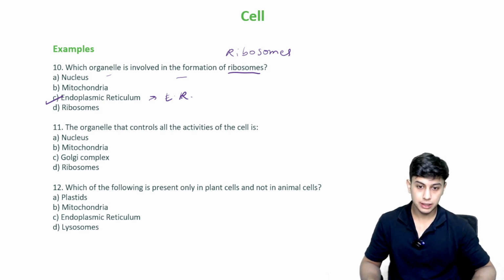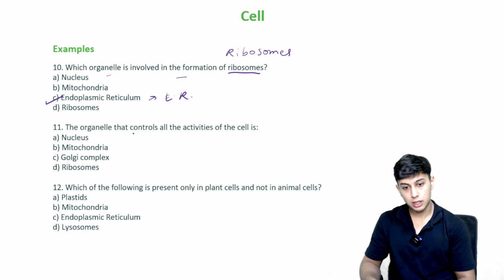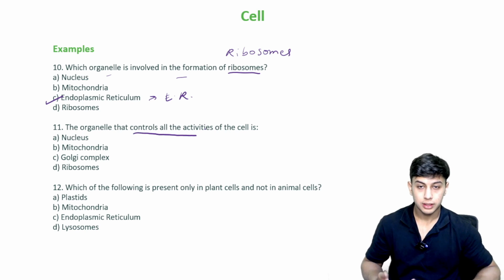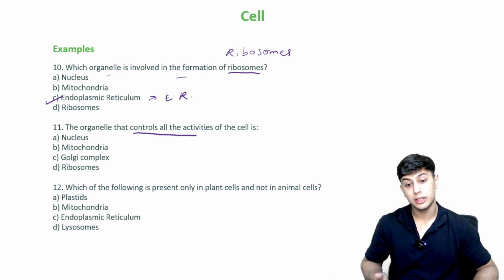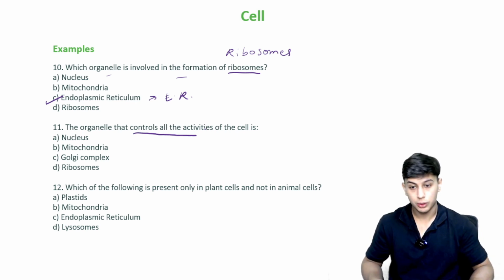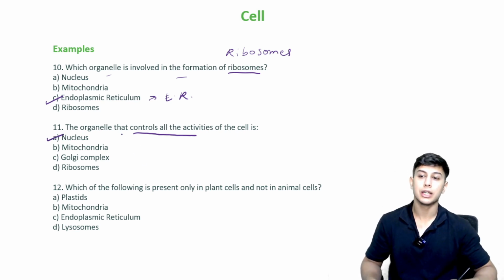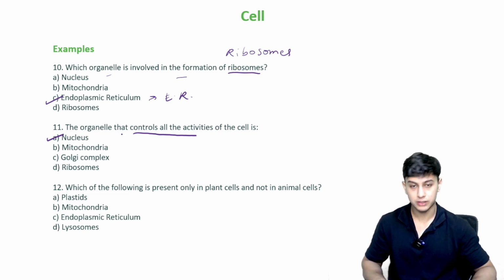The organelle that controls all the activities of the cell is, now this is the control center. What is the control center of a human body? The brain. What is the control center of a cell? Brain of the cell. What was the brain of the cell? It was a nucleus. Nucleus controls all the working of the cell. It directs all the parts of the cell, like do this, do that. It will direct the mitochondria to give energy. It will direct the endoplasmic reticulum to synthesize the proteins.